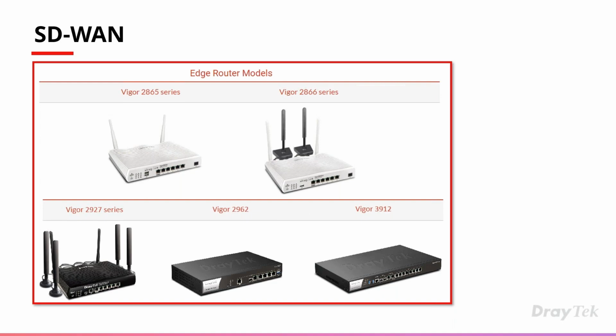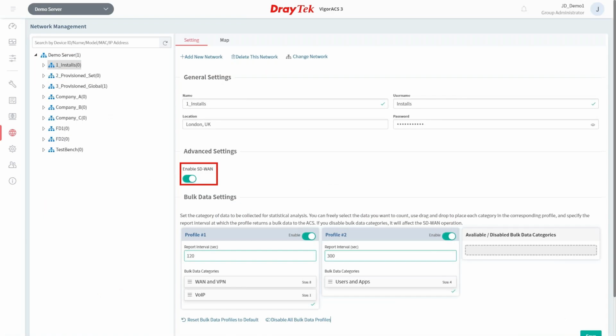Moving on to the next slide, how to enable SD-WAN. Similar to getting your username and password, you'll want to go into network management, select the network that you want to apply SD-WAN to, and then click the enable SD-WAN button.